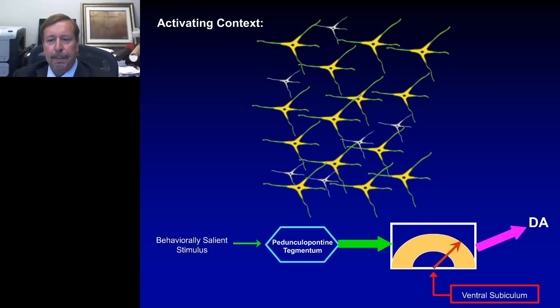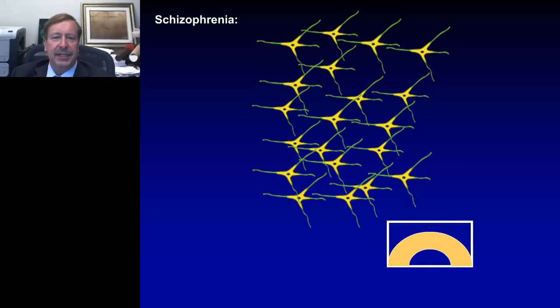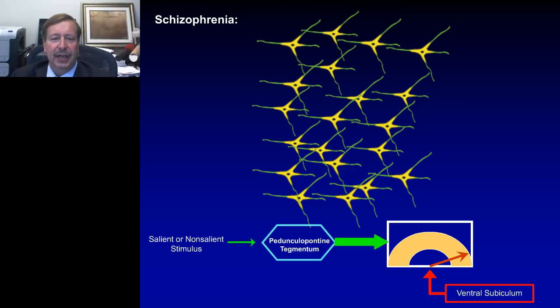Now, what about the case of schizophrenia? In this case, the ventral subiculum of the hippocampus is overdriven. The dopamine system itself is overdriven. Basically, all the neurons are firing spontaneously. Now, whenever a stimulus comes in, and it could be a salient or a non-salient stimulus, you're going to get a massive activation of the dopamine system. And this is consistent with what we think is happening in schizophrenia.